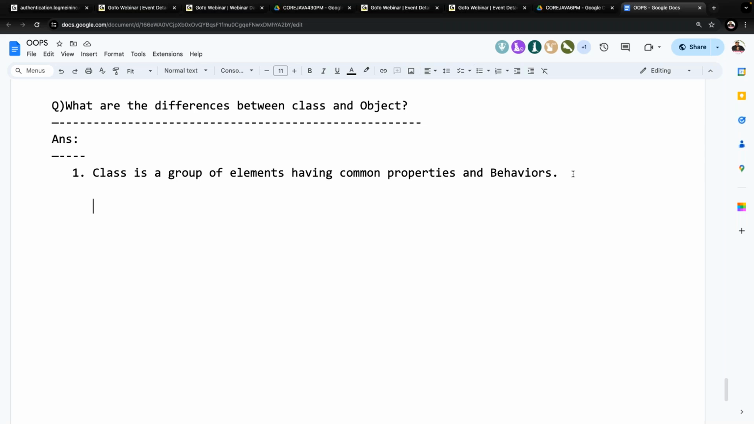An object. Student is a class. Student is the group representation. You are the student. You are an object. Got my point or not? That's the meaning of class and object.